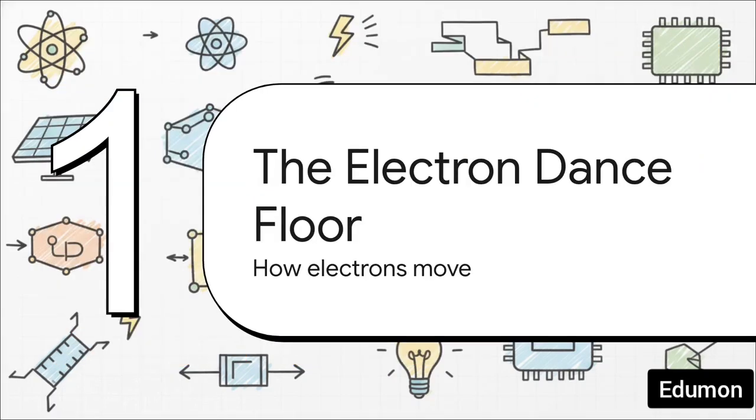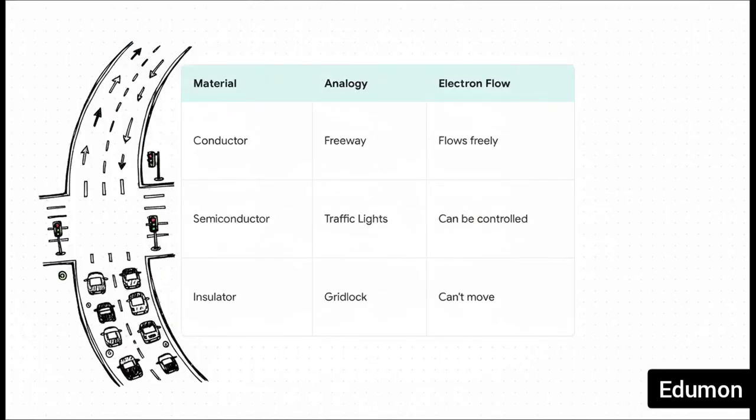To really get what makes a semiconductor so special, we first need to understand what it's not. You see, when it comes to electricity, materials pretty much fall into one of three camps. So you've got your conductors, like copper wire. Think of those as a wide open freeway. Electrons can just zoom along with no problem. Then you have insulators, like rubber, which are the exact opposite, a total gridlock. The electrons are just stuck.